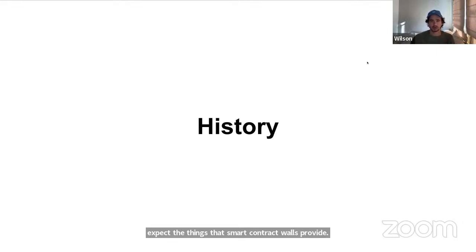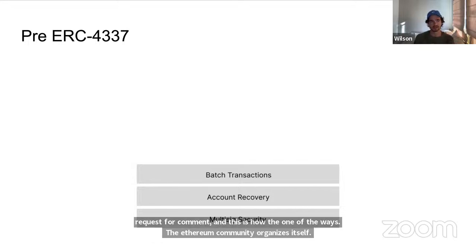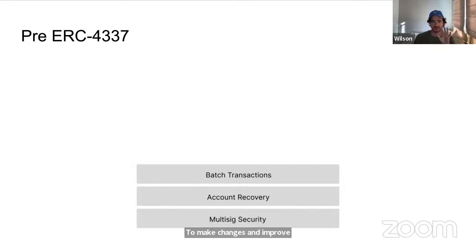So looking a little bit at the history of smart contract wallets, they've been around for a while, but they've really changed. And so I have up here pre-ERC 4337. This is an important ERC. An ERC is an Ethereum request for comment, and this is one of the ways the Ethereum community organizes itself to make changes and improve things. I'll talk about ERC 4337 in a minute, but let's just talk about what smart contract wallets were like before that.